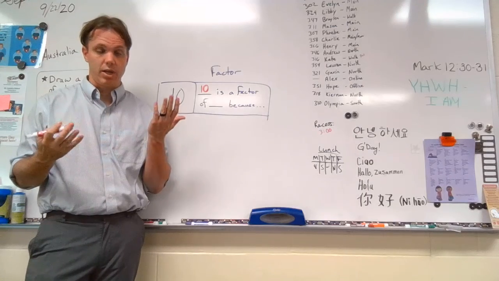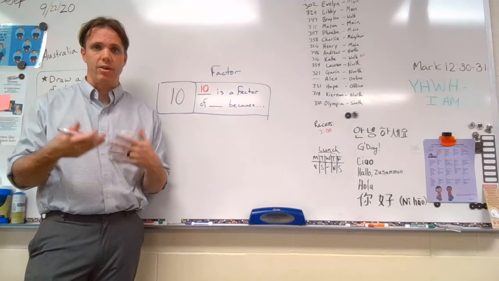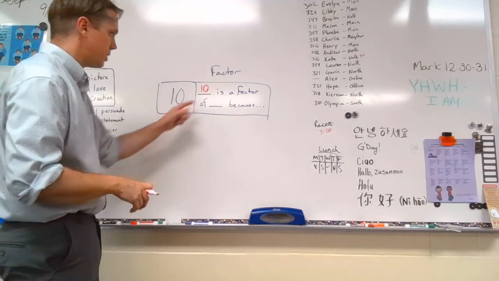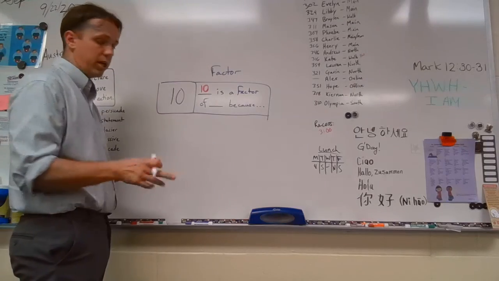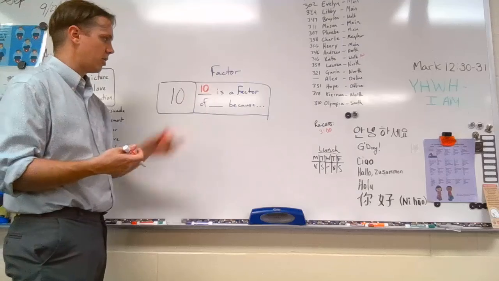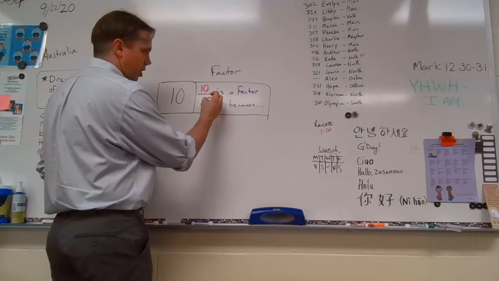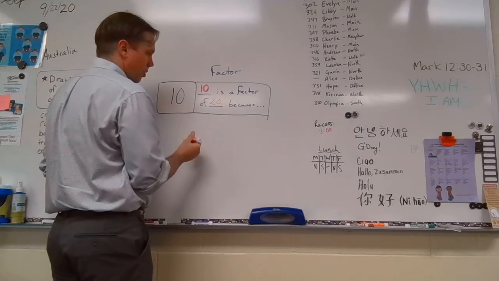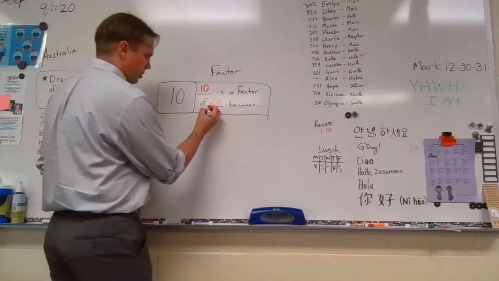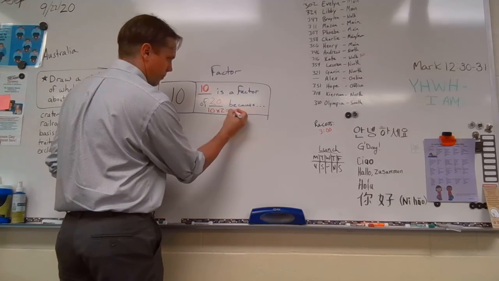A factor is numbers that you multiply together to get an answer in a multiplication problem, right? So 10 is a factor of what? Well, any number that 10 can be multiplied times another number to equal would work. So we could say 10 is a factor of 20. And why is 10 a factor of 20? Well, simply because 10 times 2 equals 20.